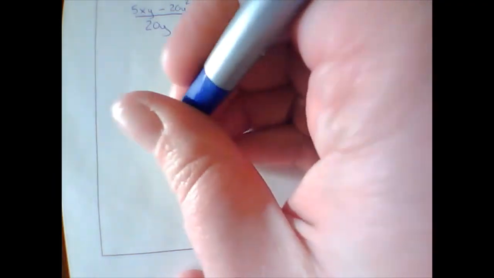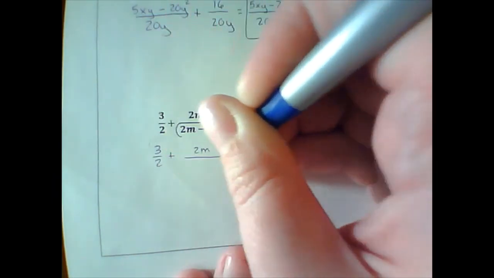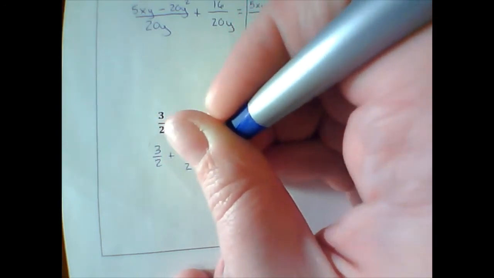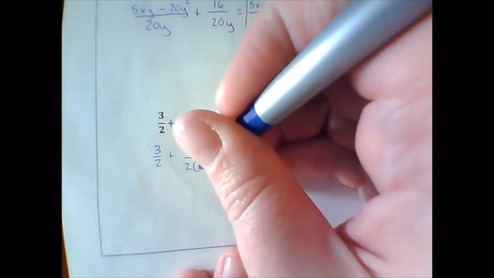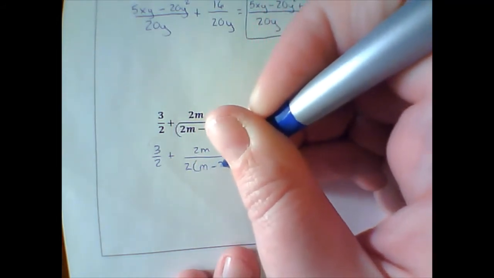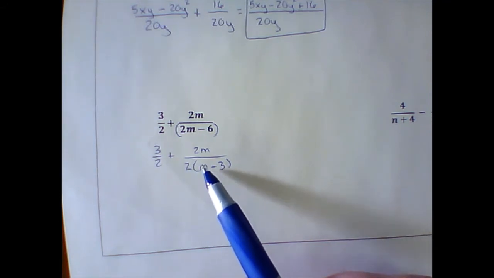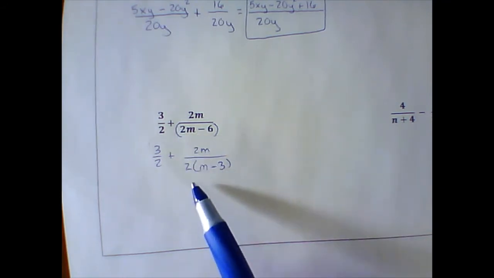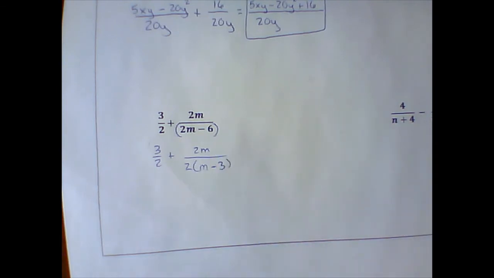And this thing factors. We can pull a 2 out of that 2m minus 6, and that'll leave behind an m minus 3. Remember, you're dividing it out, and you should be able to distribute and get back to the original. We have successfully factored that. We can get back to the original. Okay.